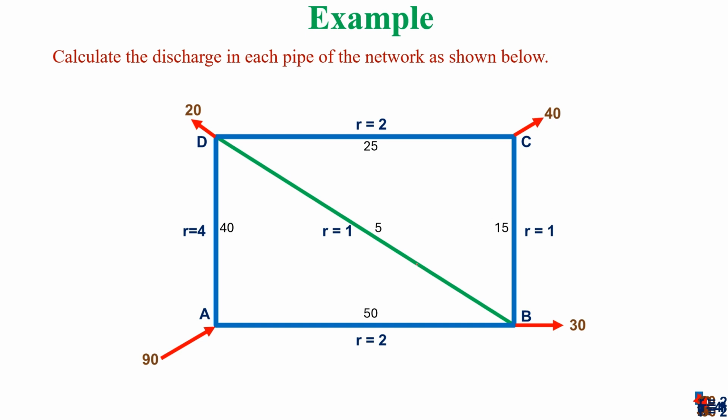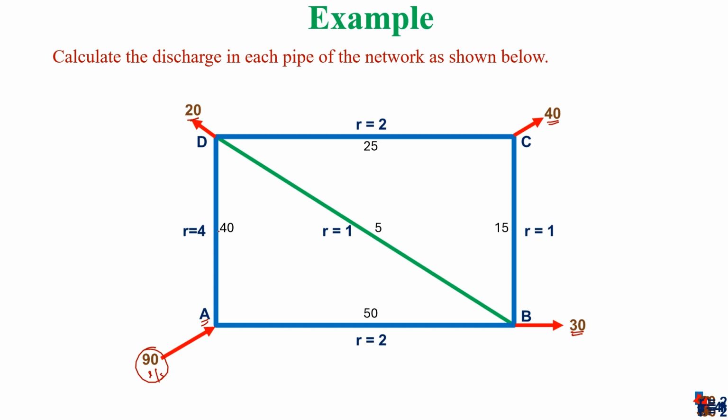So we have an example here: there is a distribution system containing 5 pipes with an input supply of 90 liters per second given at A, and we will be taking off this discharge at 3 points B, C, and D. At B we need 30 liters per second, at C we need 40, and at D we need 20 liters per second.